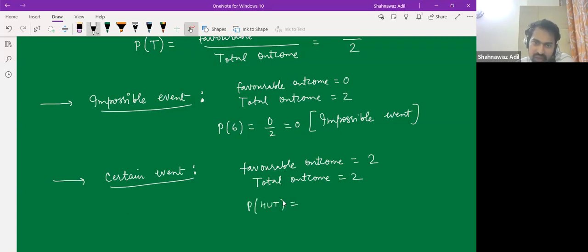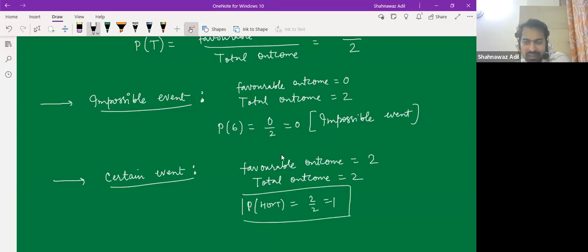So the probability of getting either head or tail. This is union, which you have not learned. So yeah, H or T. So this is 2 by 2. So this is 1. So we can surely say that whenever we are tossing a coin, we can get either head or tail. So we are certain that we'll get one of them eventually, right? So this is called the certain event.